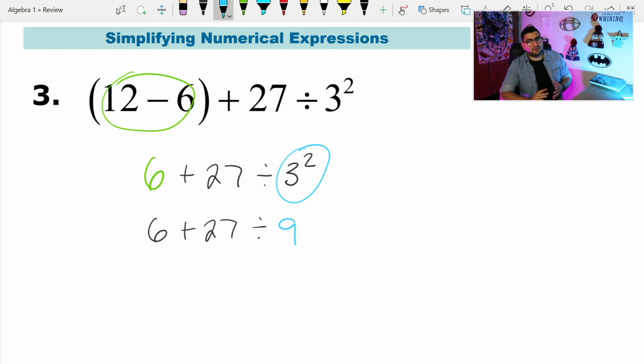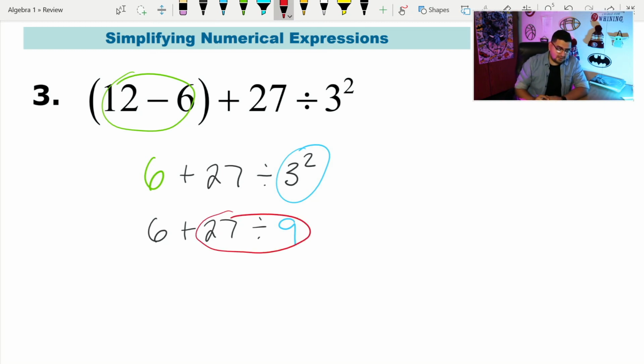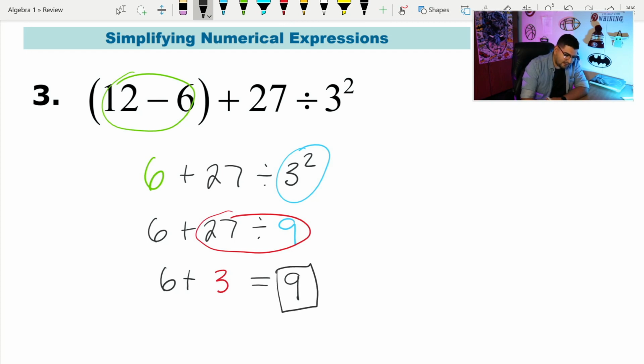So now I'm looking for multiplication or division, which is step 3. I'm looking from the left and I'm going to work my way to the right. So here I have 27 divided by 9. So I'm going to have 6 plus 27 divided by 9, which is simply 3. So in the end, I have 6 plus 3, which is step 4, addition and subtraction. I'm going to go ahead and get 6 plus 3, which is 9.